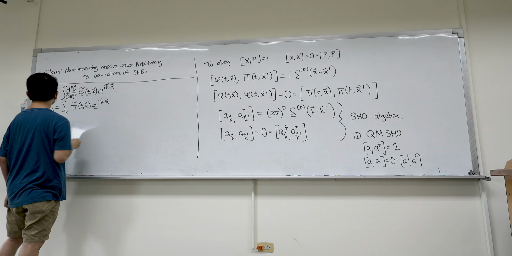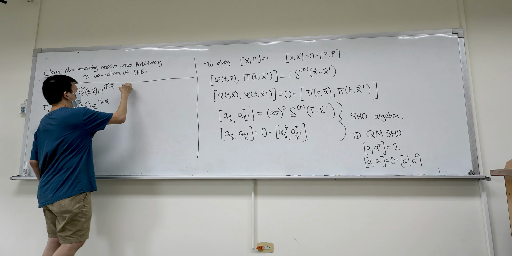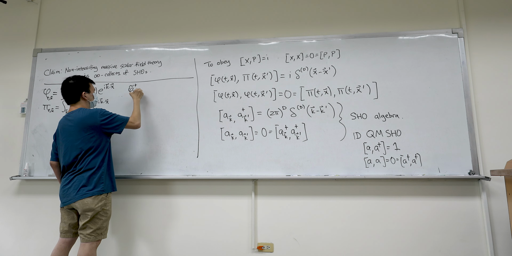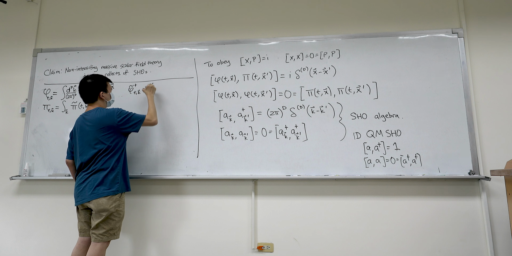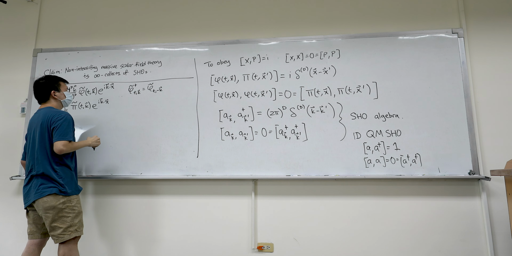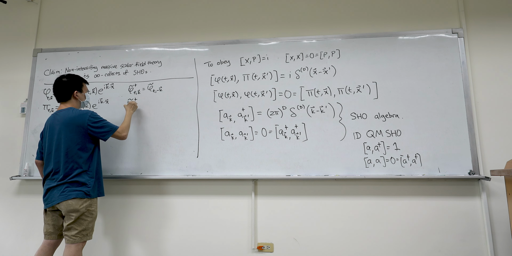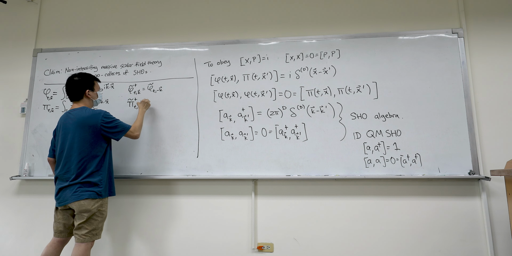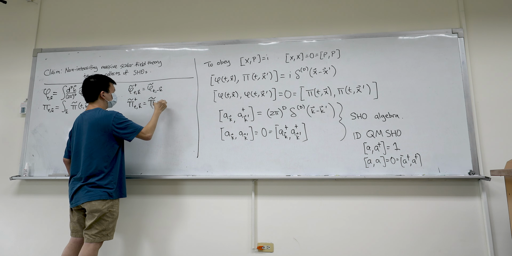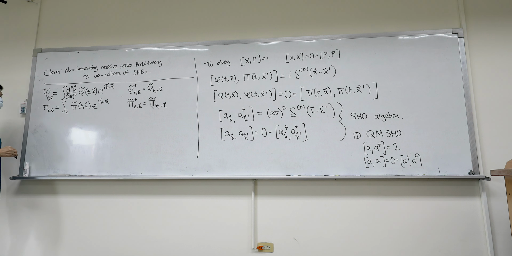And because these guys are Hermitian, you can check both pi and phi are Hermitian, phi tilde dagger of t, k is in fact phi tilde of t, minus k. And likewise for pi as well, pi tilde dagger is in fact pi tilde of t, minus k. And why is this relevant? Because now we're going to start to write the Hamiltonian.